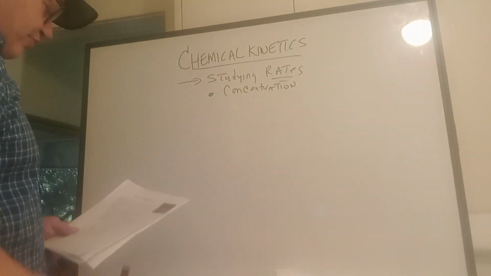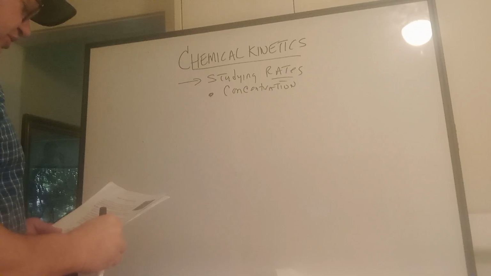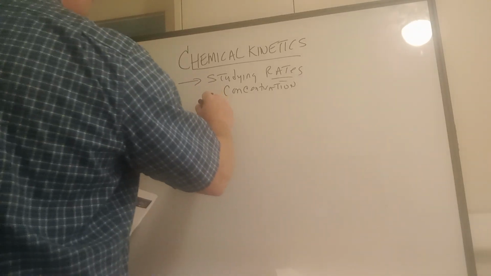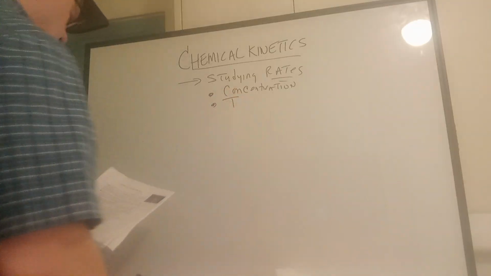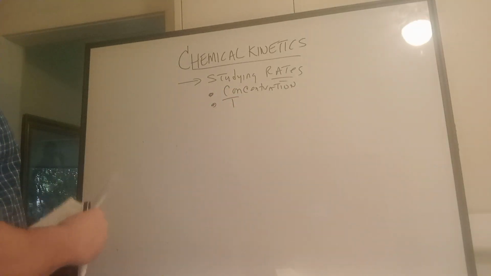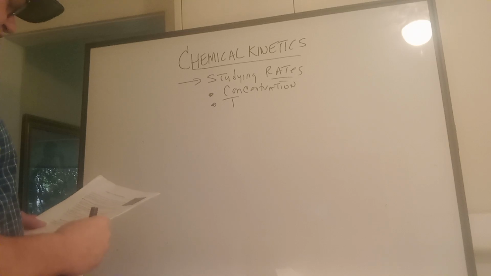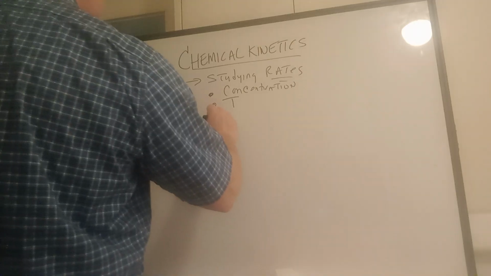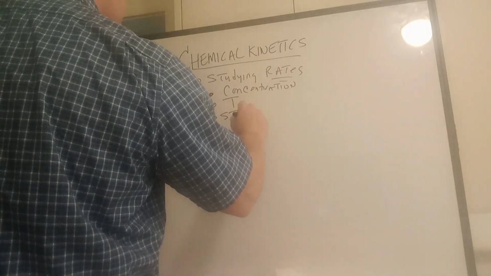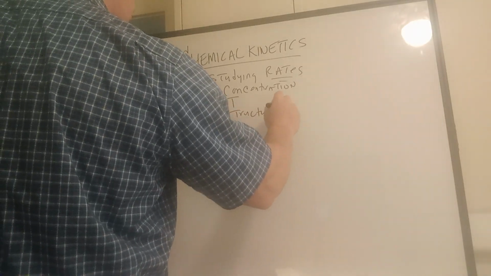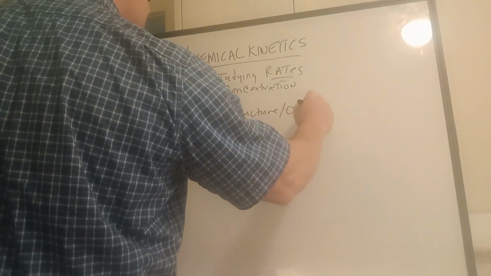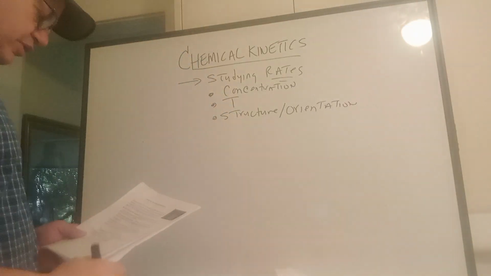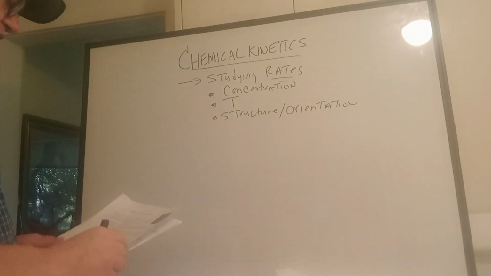So if you have a reaction with different chemical species, their concentrations will matter. The temperature. Usually reactions go quicker at higher temperatures. There are some exceptions to that. The structure and the orientation of the molecules that you're dealing with can be a factor as well.